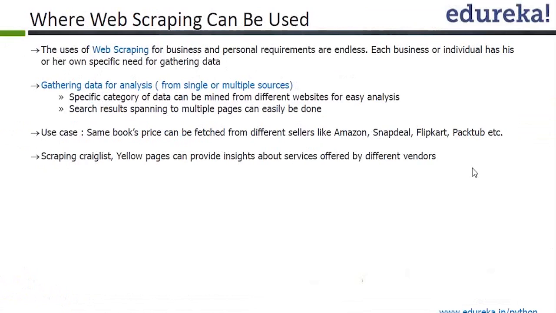Gathering data for analysis from single to multiple sources can be done. Some books' prices can be fetched from different sellers like Amazon, Snapdeal, Flipkart, etc. So how do you think all these insurance comparison and other product sites work? They just do this comparison, right? They pull out the data from different websites and then they do comparison and sell the data to you.